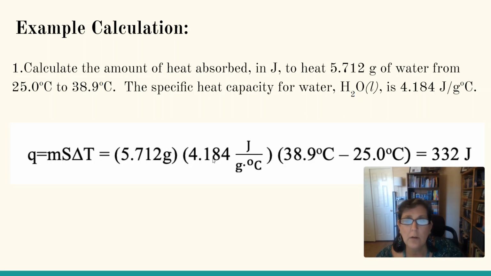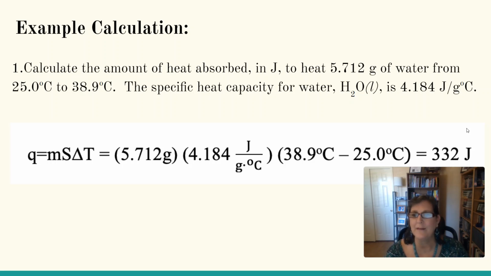Grams cancel, degrees Celsius cancel. We're left with joules, and the answer is 332 joules because we need 3 sig figs based on our temperature only having 3 sig figs. Go with the least. Okay, so doing Q equals ms delta T is very important in this chapter. You will see this again on your exam and probably the final. Q equals ms delta T.